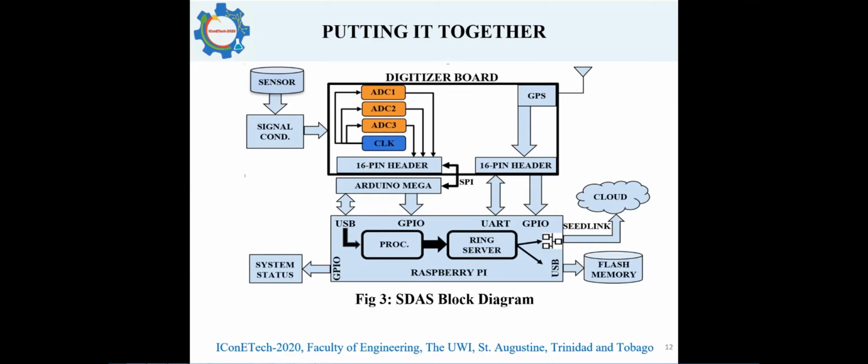Also on the digitizer board is a GPS module used for NTP synchronization and timestamping of data. And as previously discussed, the Raspberry Pi processes the data packets into miniseed packets, stores them in the internal ring buffer for temporary storage, and then for permanent storage onto the flash drive in 1 hour long files.